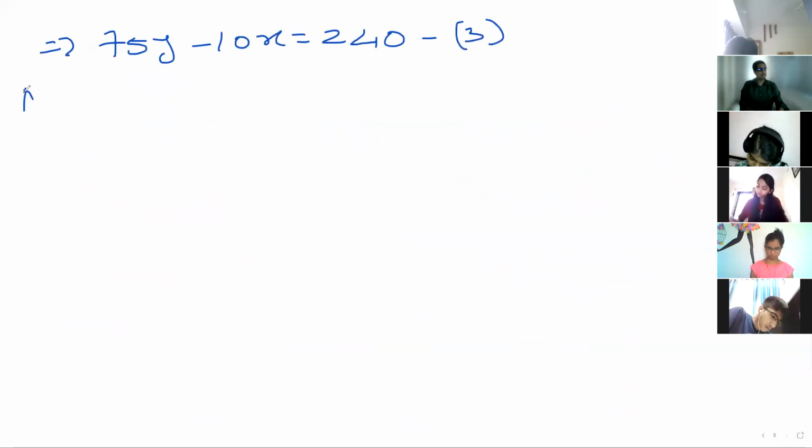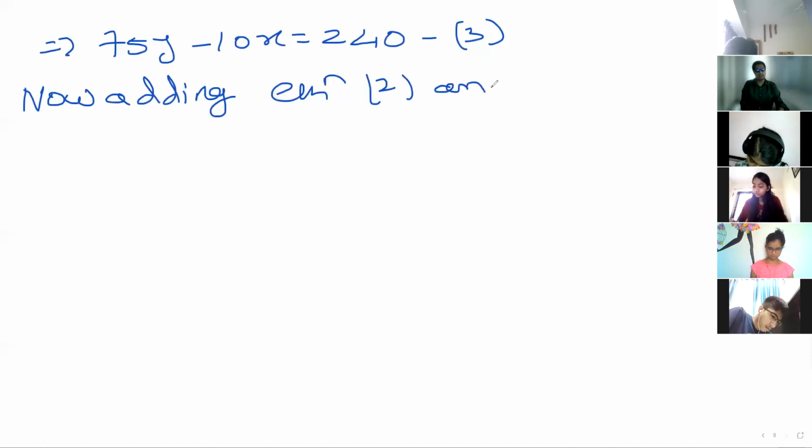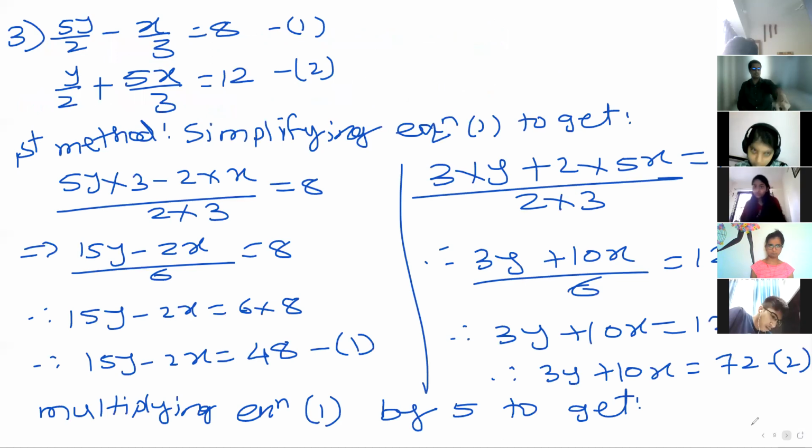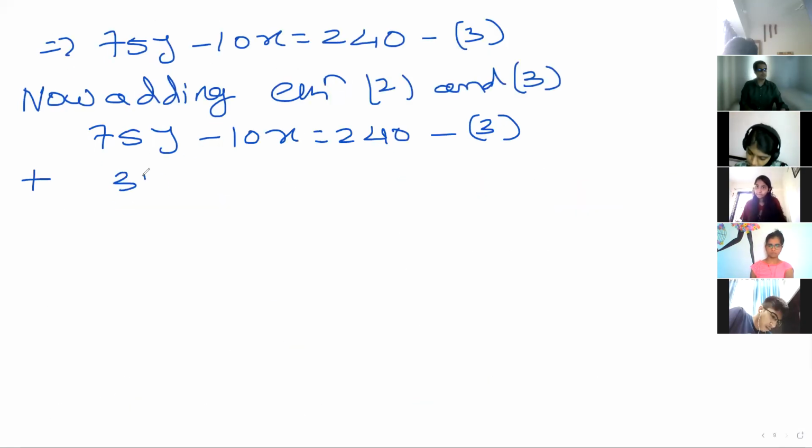अब क्या करने का, ऐड करना है. Now adding equation 2 and 3. करो ऐड. 75y minus 10x is equal to 240. This is equation 3 plus. Okay, यहाँ पे कौन सा करना है? 3y plus 10x is equal to 72. Okay, sorry, equation 2 है ये.